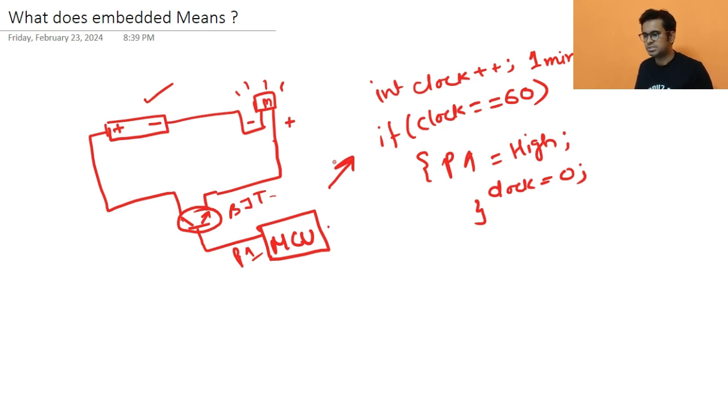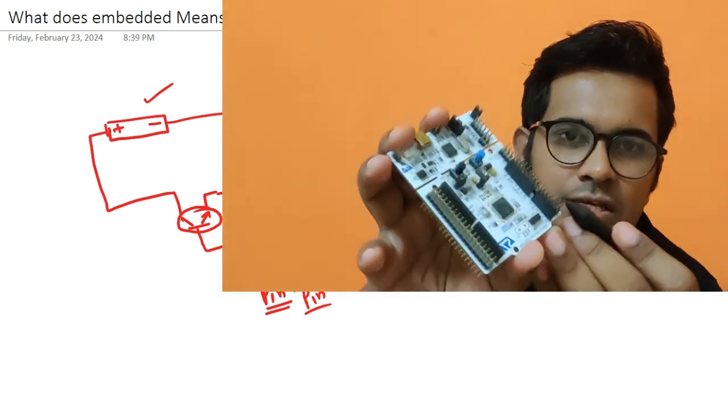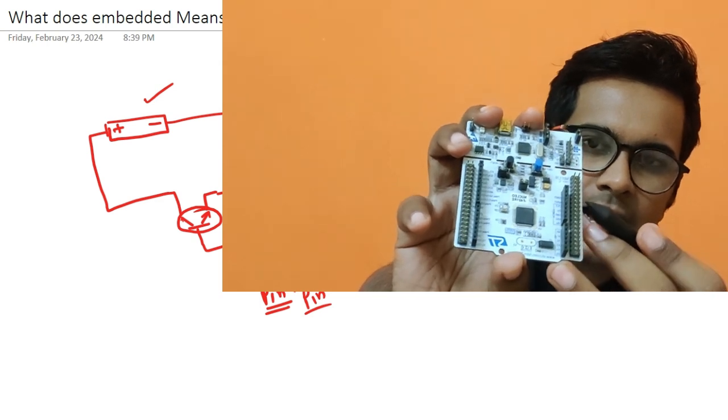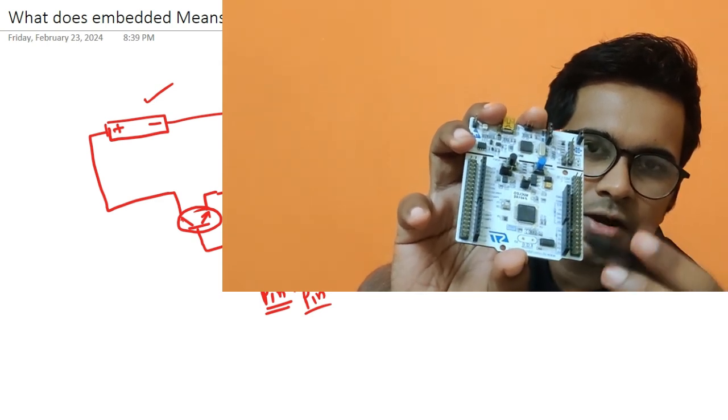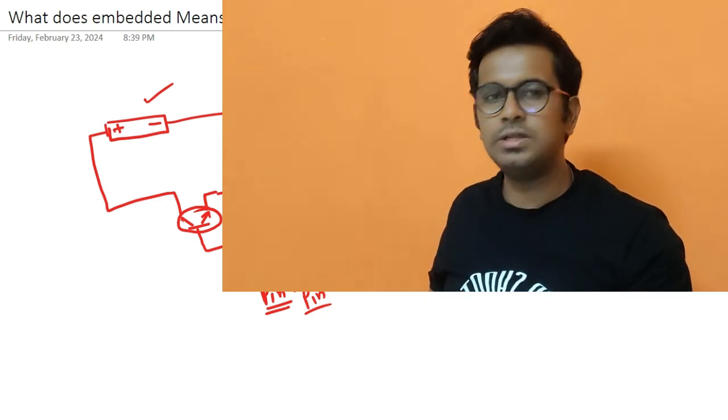So what is the MCU having? A software part which is controlling this P1, which is a pin, an actual hardware pin. Okay, so if you look into this, these are the pins which will be connected, and these pins you can control using a code like this C code. You can control the pins.